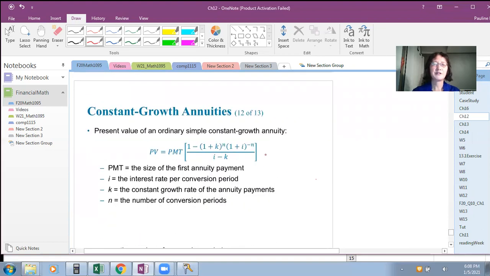So next I will present how you calculate the present value of an ordinary simple constant growth annuity. This is the formula, the present value of a simple constant growth annuity. PMT, the size of the first annuity payment. I, the interest rate per conversion period. K, the constant growth rate. N, the number of conversion periods.